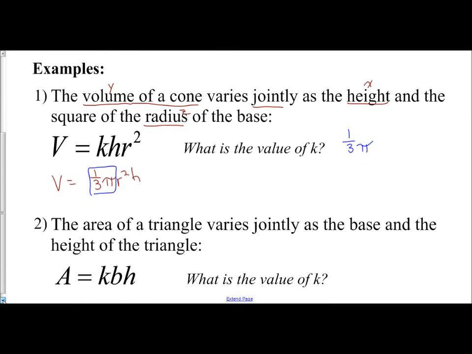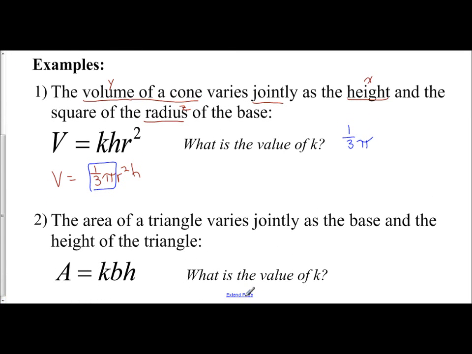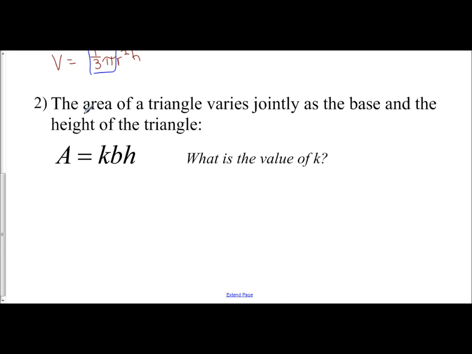So the area of a triangle varies jointly as the base and the height of the triangle. So again, area of a triangle varies jointly. So area of a triangle is your y, the base is your x, and the height of the triangle is your z. So A equals some constant k times your base and height of the triangle. So what is your constant of variation?